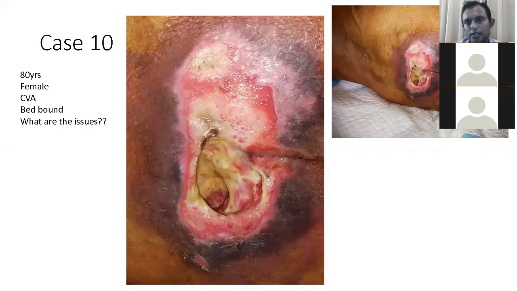So what are the issues here? Just forget that this is the second dressing. So this is the first time you are seeing it. This is what you get: an 80-year-old female, huge CVA, bedbound for about 4-6 months, and this is the condition she comes in. What are the issues?